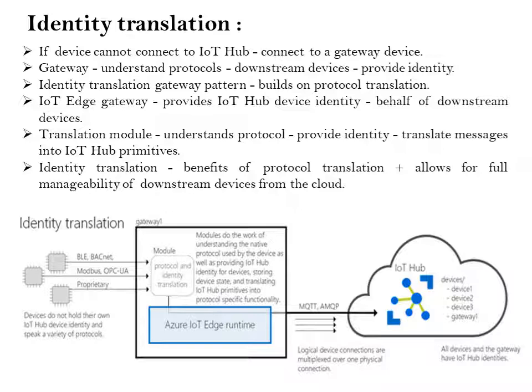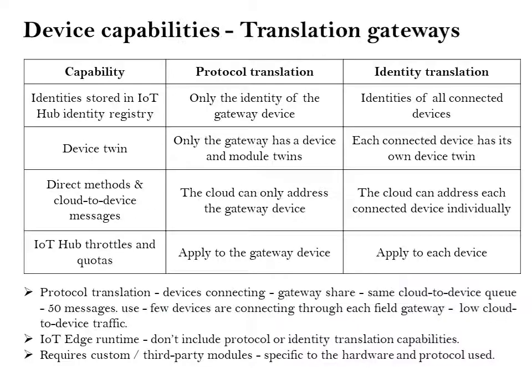Downstream devices appear in IoT Hub as first-class devices with twins and methods. A user can interact with the devices in IoT Hub and is unaware of the intermediate gateway device. Identity translation provides the benefits of protocol translation and additionally allows for full manageability of downstream devices from the cloud. Here, all the devices in your IoT solution show up in IoT Hub regardless of the protocol they use. The table here explains how IoT Hub features are extended to downstream devices in both the translation gateway patterns.